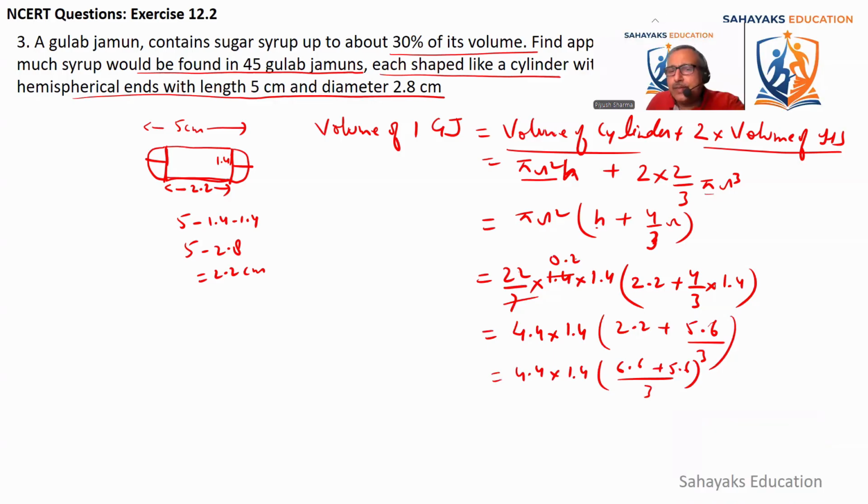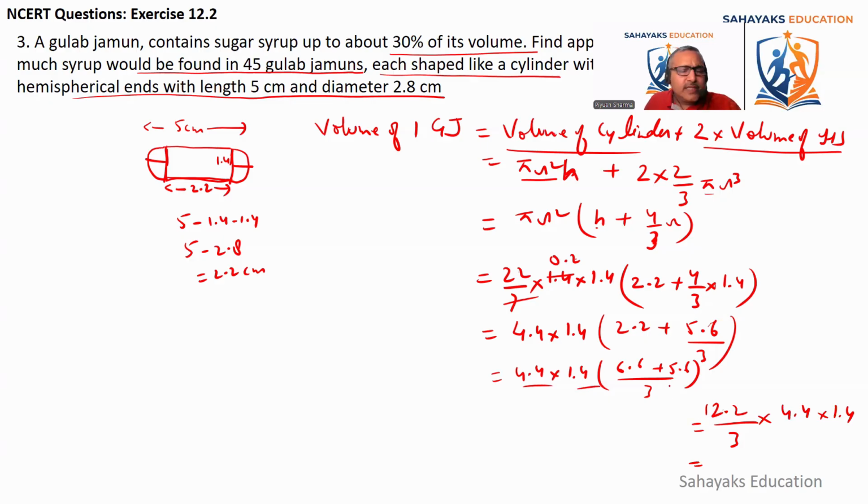So let's find out. That is 6 plus 6, 12. 1 carry. So it is 12.2. I believe so. I'm correct. 5 plus 6, 11. Yeah, 12.2. And divided by 3. There was no pi. Multiplied by 4.4 and 1.4. Nothing is cut there. I was thinking something will cut, but it's not cutting.